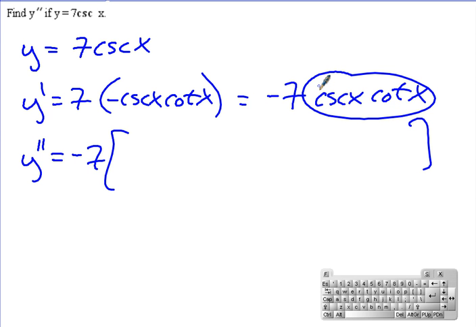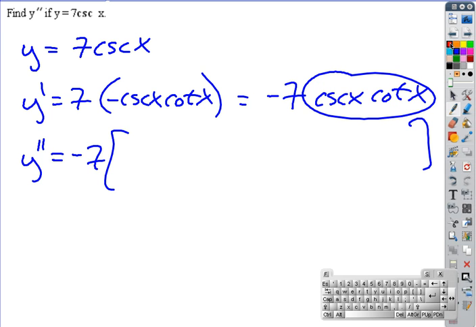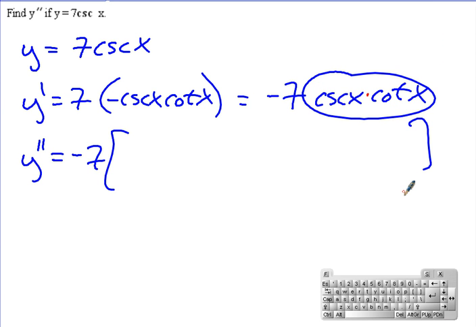Now, how am I going to differentiate cosecant x times cotangent x? Differentiation is just a matter of following the rules. So what's the rule that applies here? Well, what have I got there? Is it a power? Is it a product? Is it a quotient? Is it a trig function? It's a product, because I've got a multiplication sign there. So I've got to use the product rule here because I've got two factors that are being multiplied together.